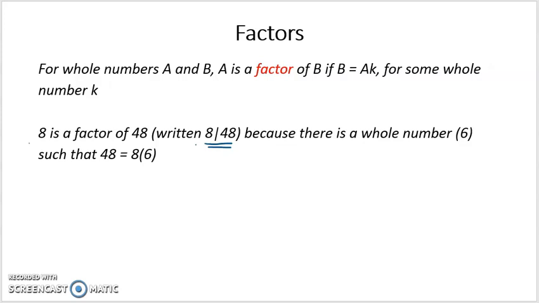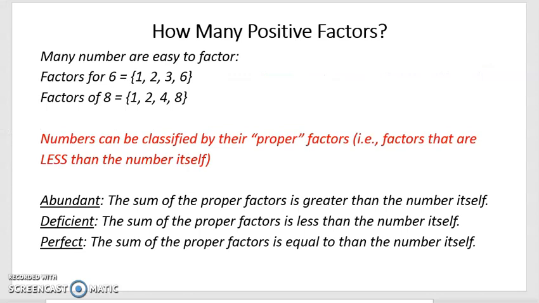Why is that true? Because there's a whole number 6, which serves as our k, such that 48 equals 8 times 6. So if 8 times something equals 48, then 8 is a factor of 48. In this section, the question is, how many factors does a number have?